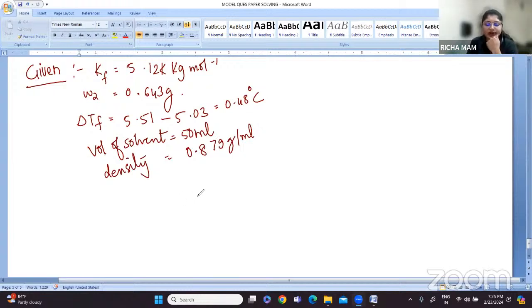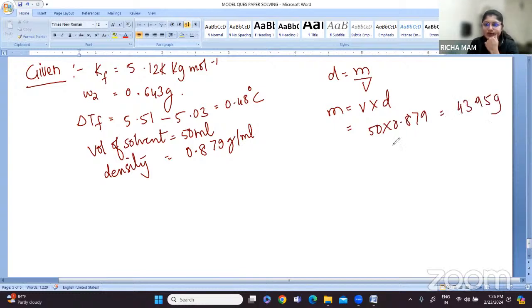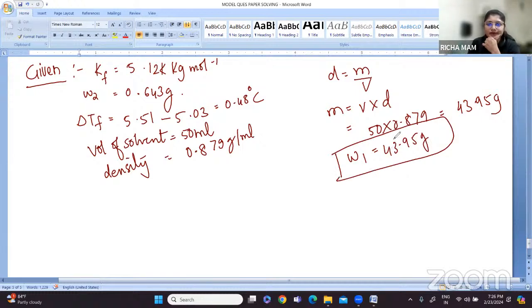Now what we have to find? Now we have to find first the mass of the solvent, right? So how do we find the mass? We have density, we have volume. Density is equal to mass by volume, so mass is equal to volume into density. Volume is 50 ml and density is 0.879. So what will be the mass? It will be 43.95 grams. So this is W1. W1 is 43.95 grams. Are you getting the same mass of the solvent?